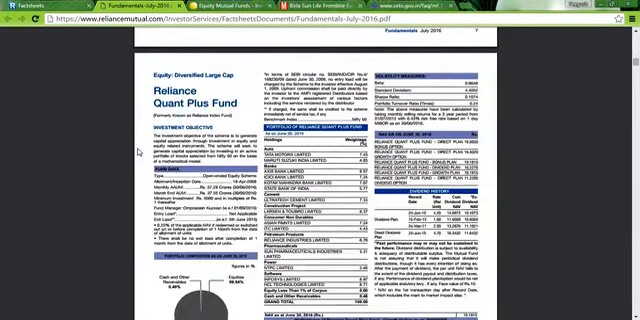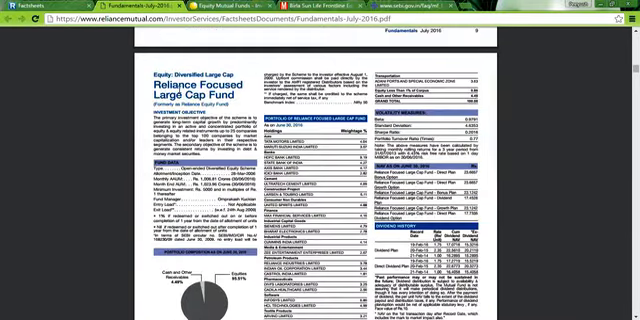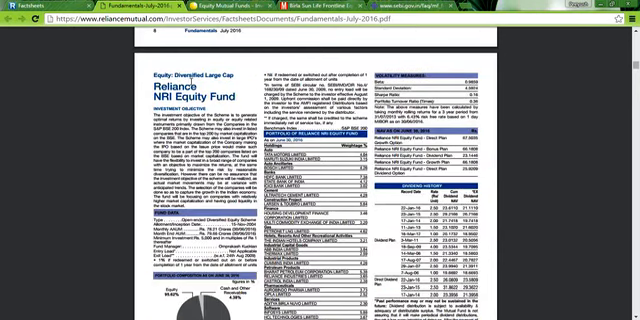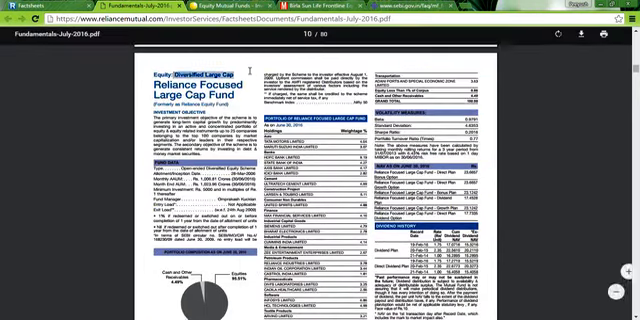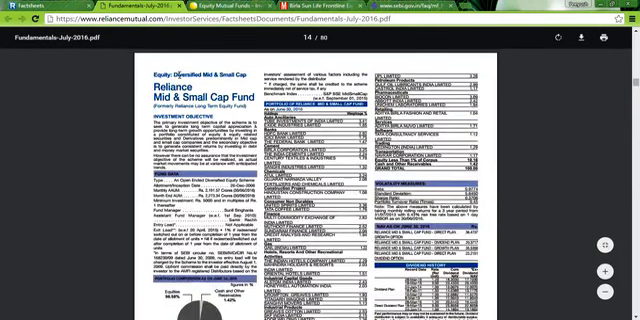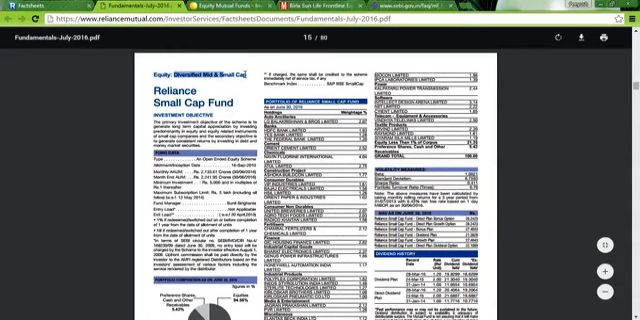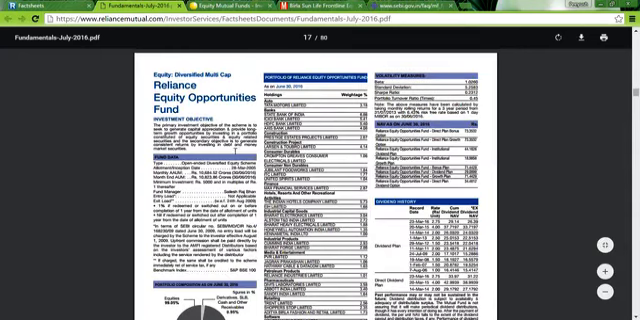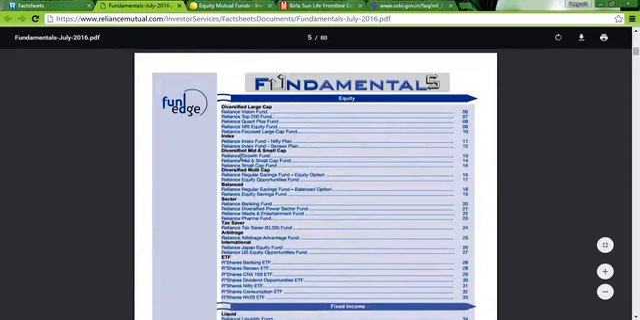And you can keep going further and you will look at various funds, and they have been classified as diversified large cap, large cap, index fund, then diversified mid and small cap, multi-cap fund. So all these fund data points are there, right?